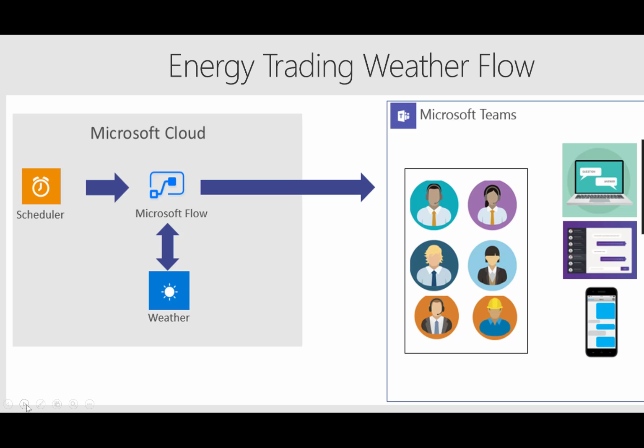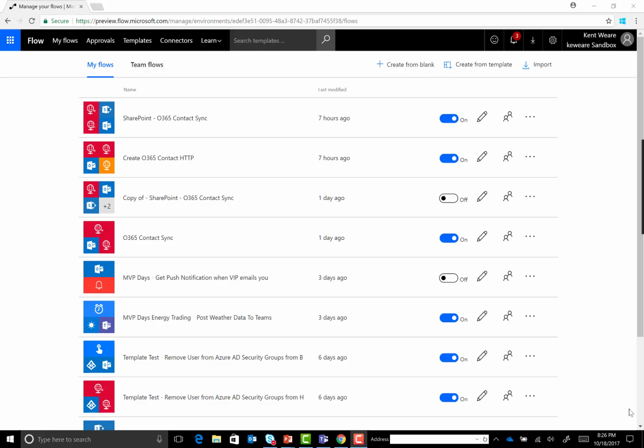So the scenario here is that we're going to, on a schedule, instantiate this workflow that's going to go ahead and get weather data and then publish it into a Microsoft team, and more specifically a channel within a Microsoft team.